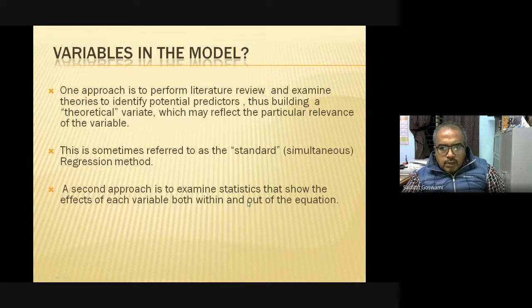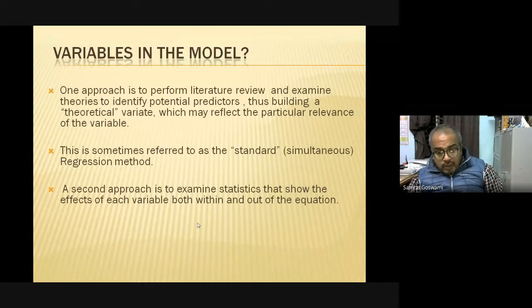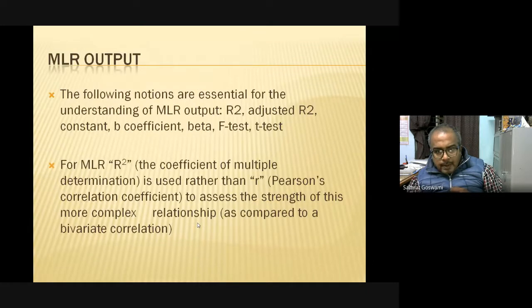The second approach is to examine statistics that show the effect of each of the variables both within and out of the equation. So the variables which you have mentioned and the probable variables which you have not mentioned should be incorporated in the uncorrelated error term. Okay.